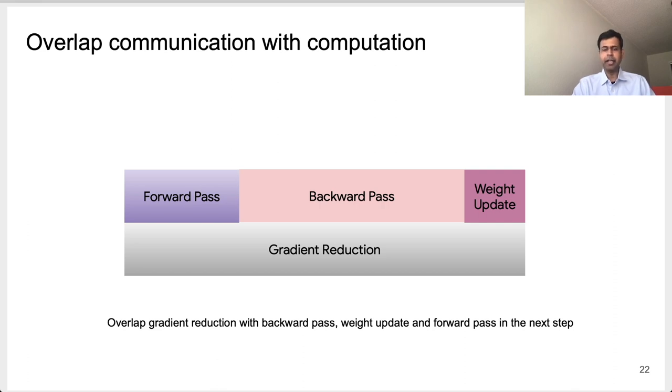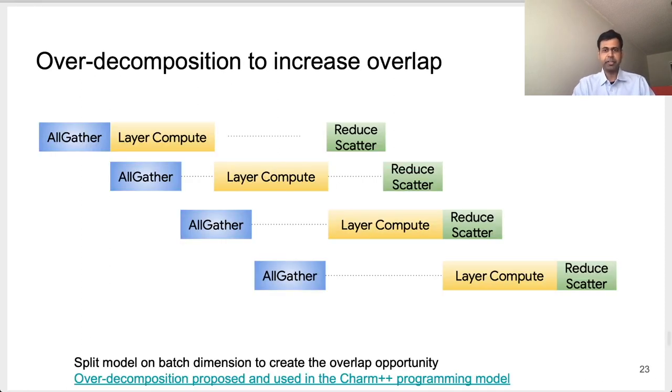But note, in a large giant model, the gradient update communication is not the only source of communication overhead. The distributed matrix multiplication, in fact, has higher communication overheads, and these dominate the total step time. A possible nice way is to use the over-decomposition approach, which has been presented in the Charm++ programming model, also to overlap computation and communication.